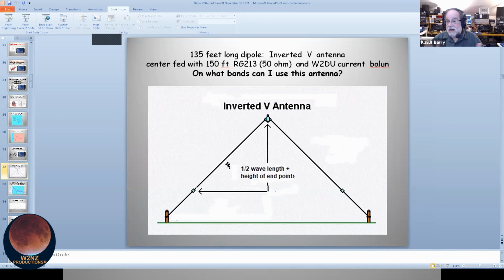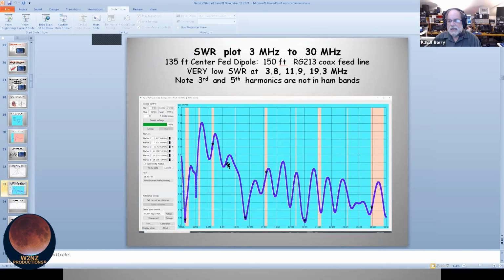All right, so I've got 135 feet of wire fed with really nice, sparkling new RG213, $150 for the cable, right? A W2DU balun. We won't go into what baluns are. And I want to know, what bands can I use this on? This is a great antenna. It's up in the trees. So can my Nano VNA sort of guide me? Where will this antenna work? Well, 135 feet is a clue, isn't it? What else? So I hook it up to my Nano VNA. I hook it up in my shack at the end of 150 feet of coax. And I say, all right, Nano VNA, plot the SWR from 3 to 30 megahertz.